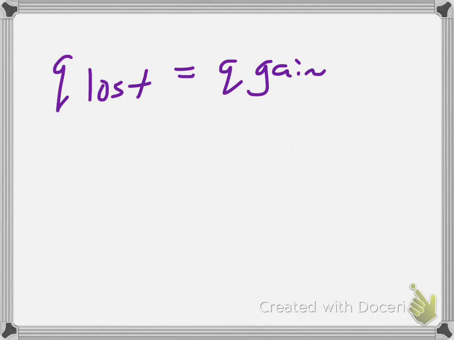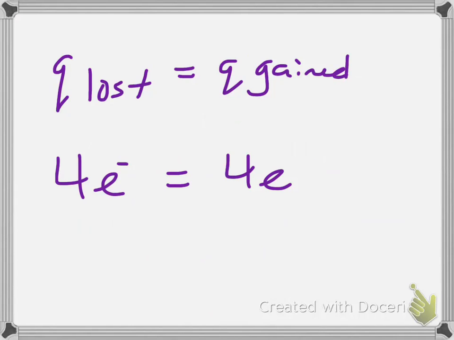Now, much like anything else, charge is conserved as well. So whatever charge is lost by an object has to be gained by something else. Okay? So if you have a balloon that you rub on your hair, and your hair loses 4 electrons, then that means that the balloon must have gained 4 electrons. Okay? You can't misplace electrons. They have to go somewhere.